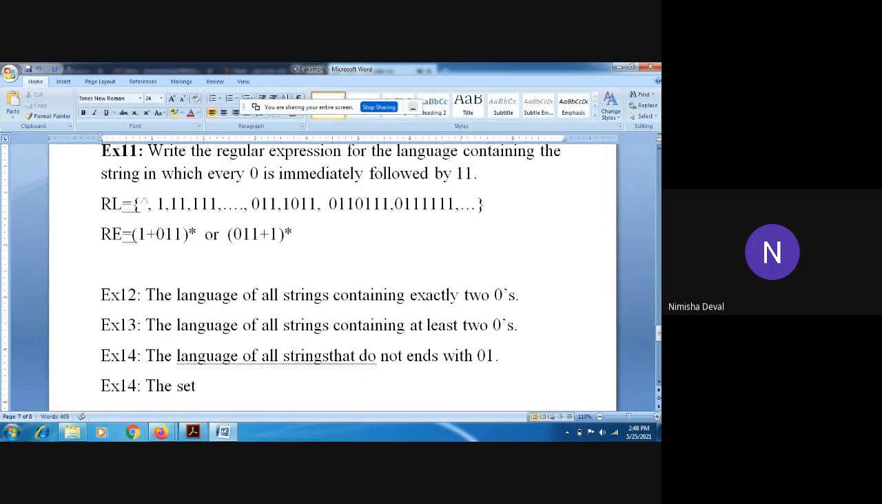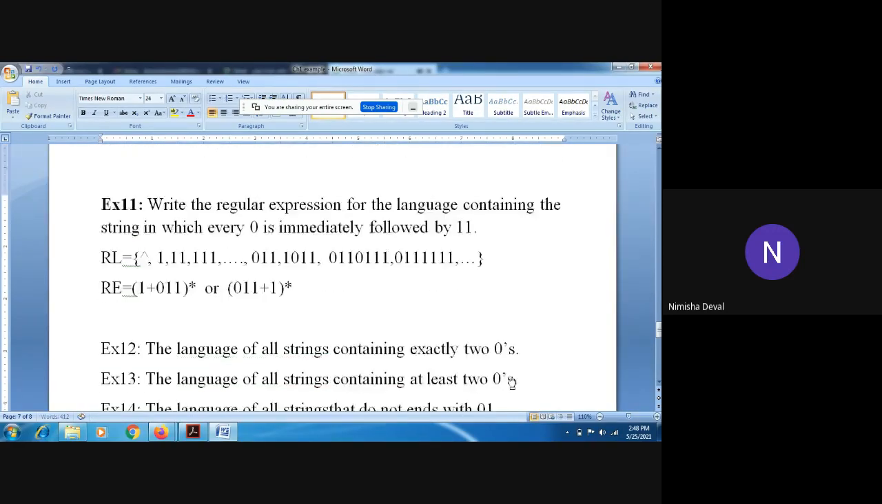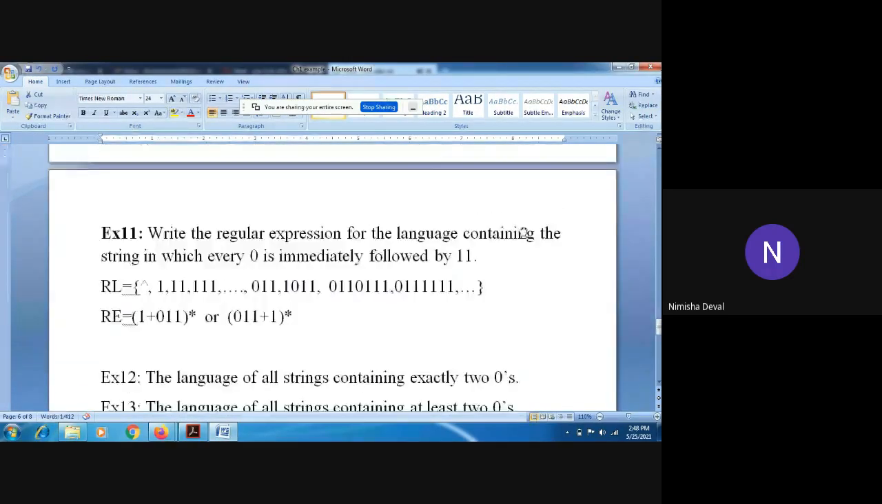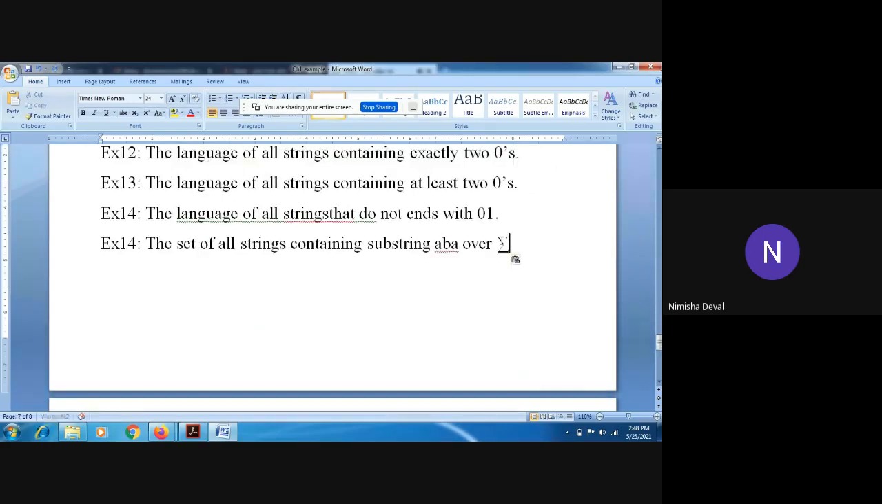The set of all strings containing substring ABA over the input alphabet set, A comma B.